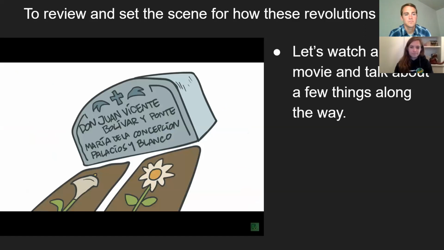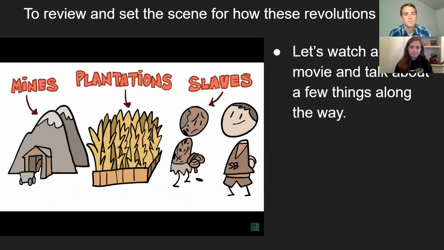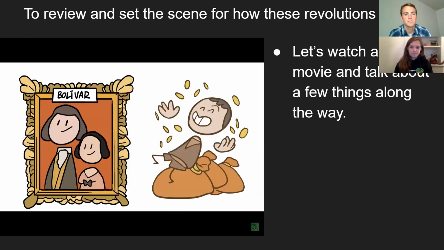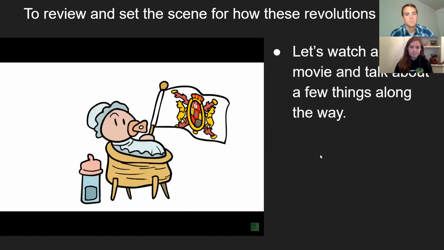Simon would not remember his father, and he would think of his mother less often than of the slave who raised him, Hippolyta. Simon inherited mines and plantations and slaves. The Bolivars were one of the first families of Venezuela, and he one of the richest men in South America. But he wasn't a man yet. He was a child, and there was one thing that he didn't have: Spanish birth.